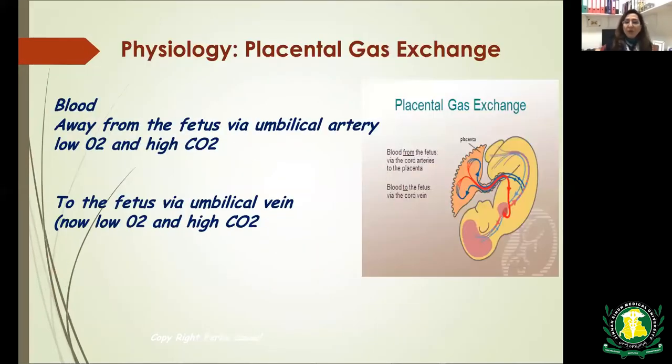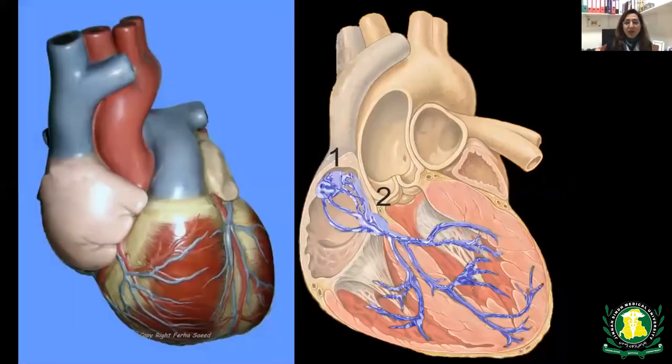Now, the physiology is that the blood is going away from the fetus, as I mentioned, via the umbilical artery. Obviously, the baby has utilized oxygen and is sending out a higher carbon dioxide level, while the umbilical vein has better oxygen and carbon dioxide.